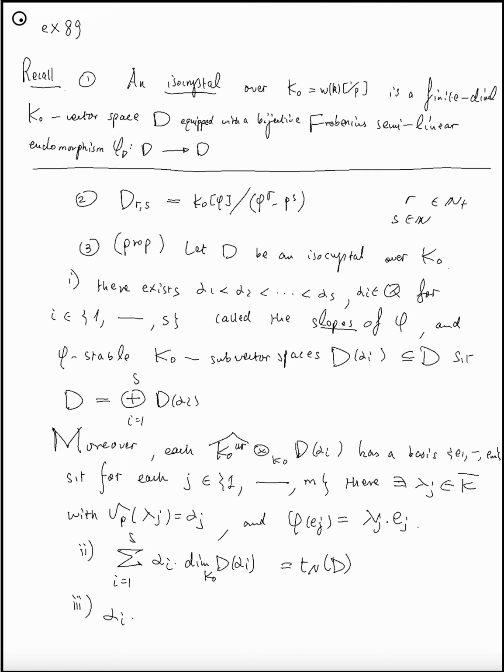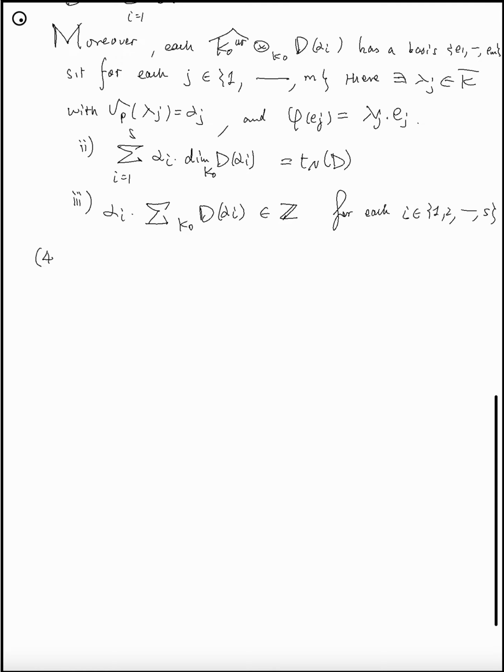Thirdly, for each fixed i, alpha_i times the dimension of the K0 subvector space D_{alpha_i} is an integer for each i from 1 to s. One, two, three. Let me put recall 4.